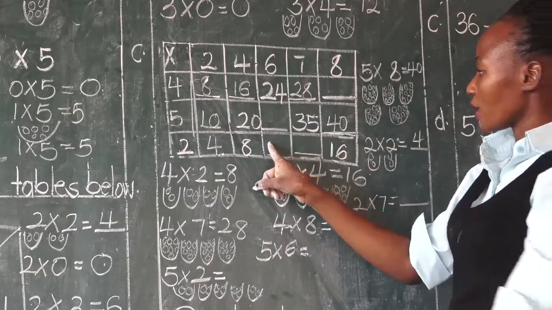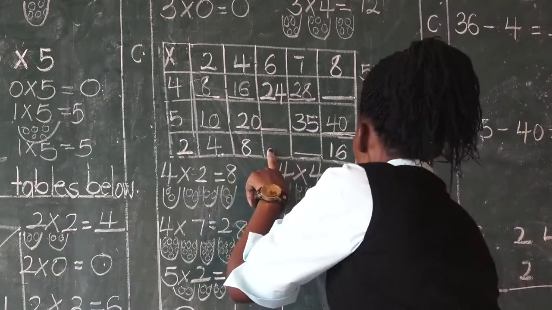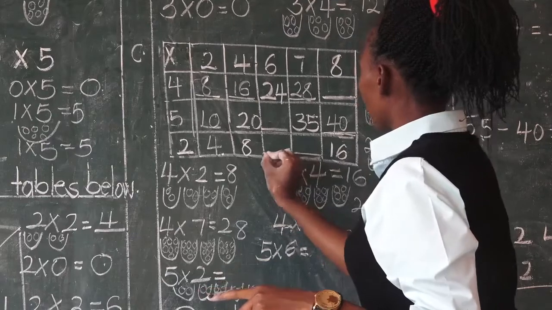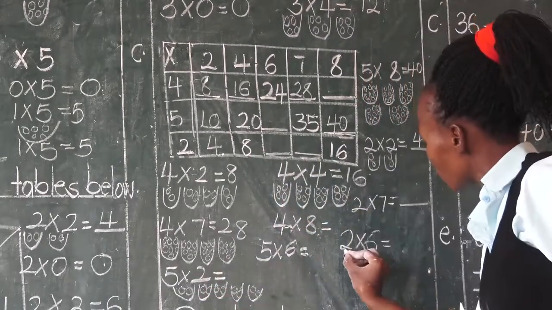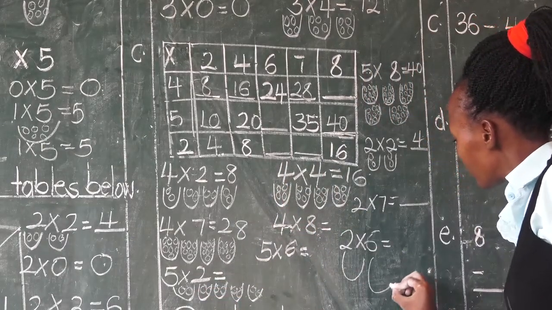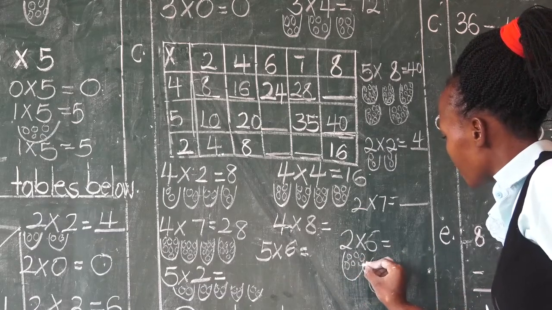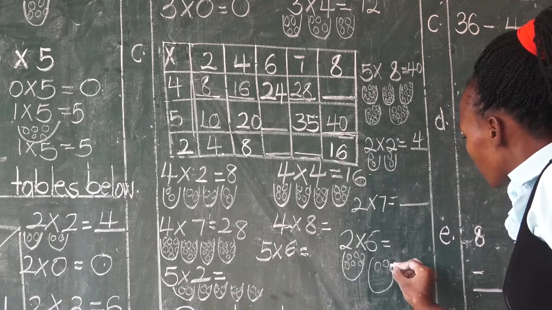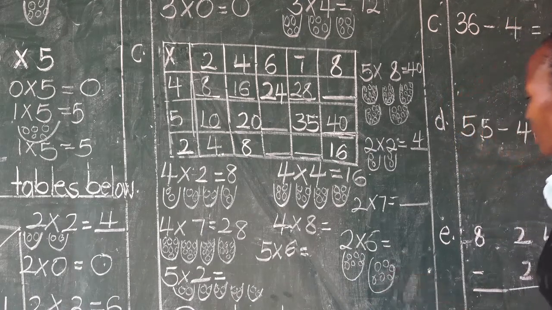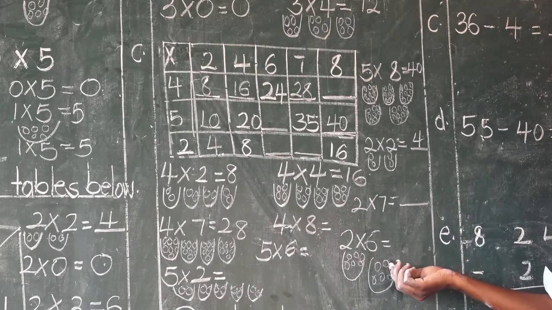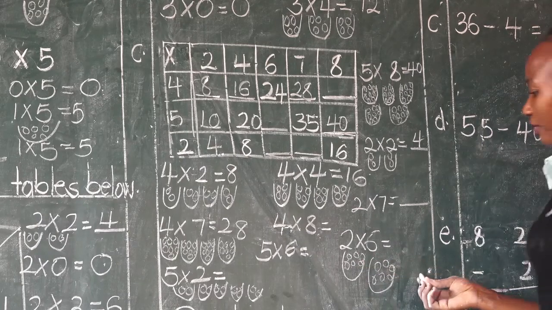Then let's work out this one. 2 times 6. Let's find this one together. We are going to get 2 groups of 6. 1, 2, 3, 4, 5, 6. 1, 2, 3, 4, 5, 6. Together: 1, 2, 3, 4, 5, 6, 7, 8, 9, 10, 11, 12.